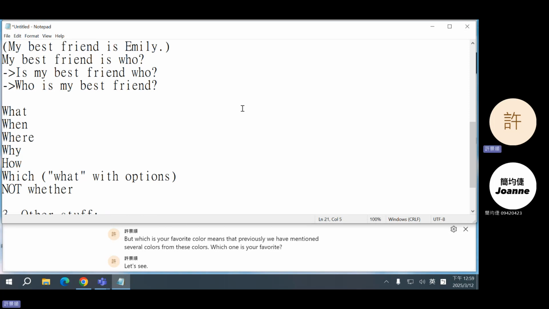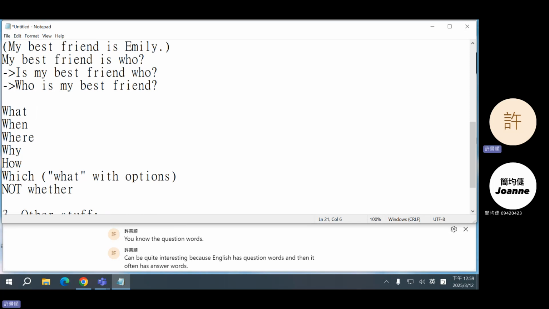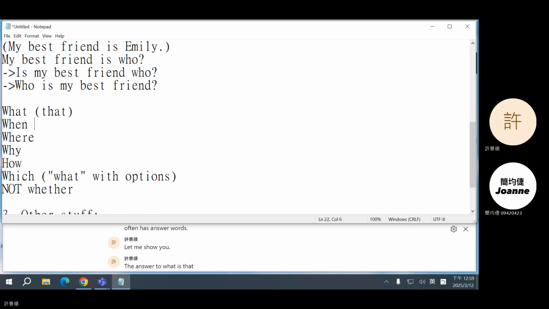You know, the question words can be quite interesting because English has question words and then it often has answer words. Let me show you. The answer to what is that. The answer to when is then. The answer to where is there. And the answer to which is this. So not every question word has an answer, but many of them do.